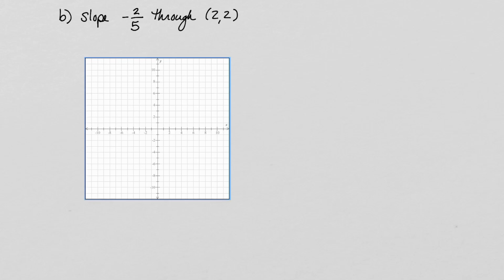Again, the first thing I'm going to do is plot that point. So this point here is (2, 2). I'm going to go to 2 on the x and up to 2 on the y and put down a point. And then my slope is -2/5, right? So m is -2/5. The negative part is telling me go down, and we're going to go down 2. So the negative and the 2 are telling me go down 2, and then the 5 is saying go right 5.